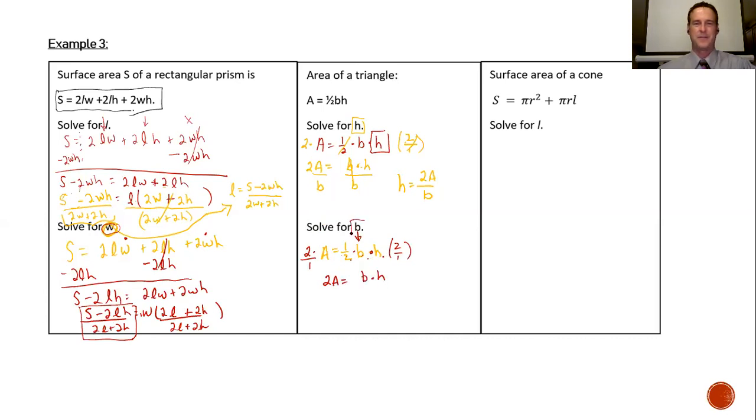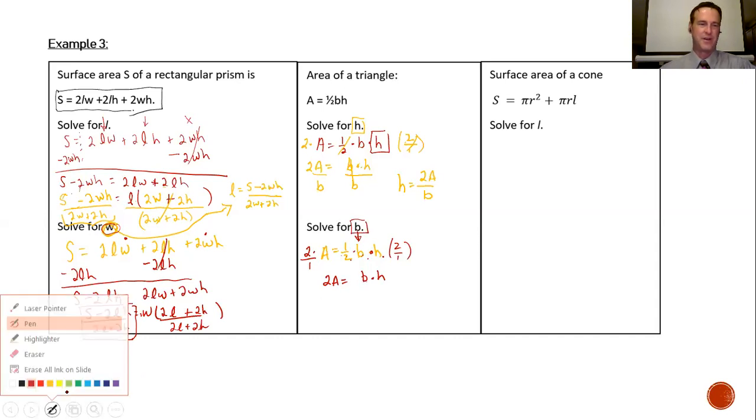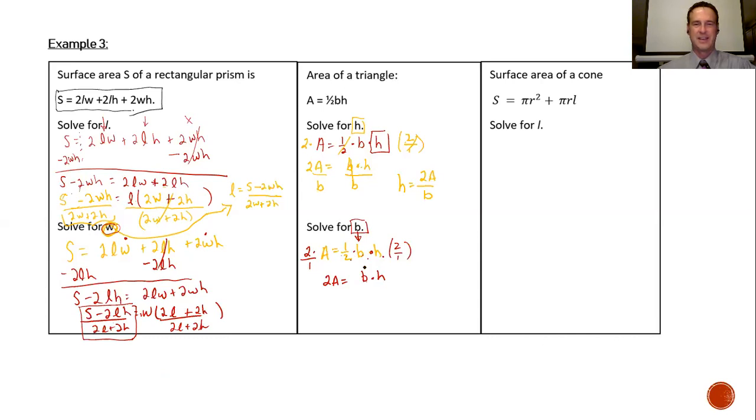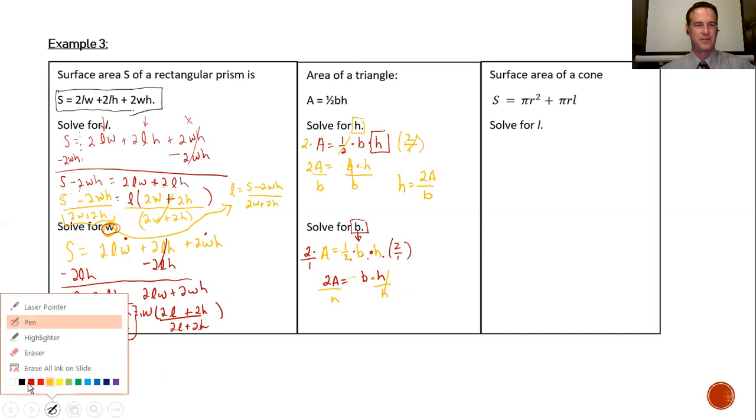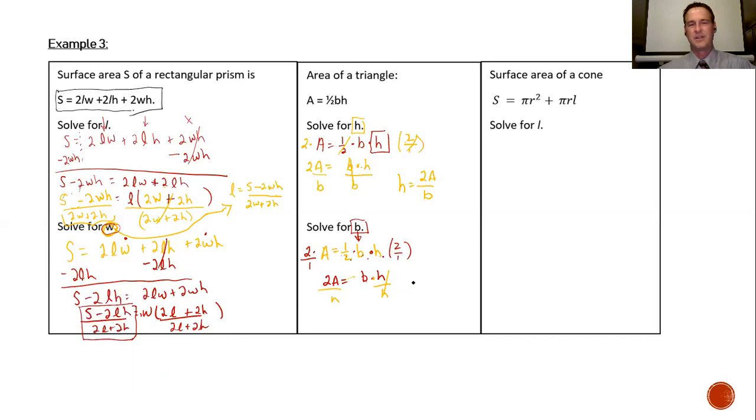And again, if I'm solving for b, that means I got to get this b by itself. All right, so the way I'm going to do that is get rid of the item next to it, which is the h, by division. The inverse operation of multiply is divide. Okay, and so these go away. And your final answer is b equals 2a over h.